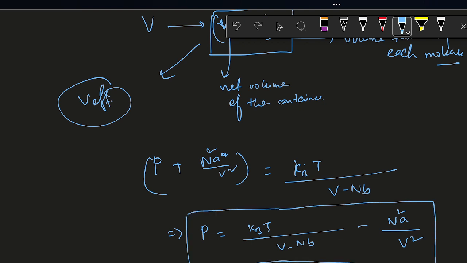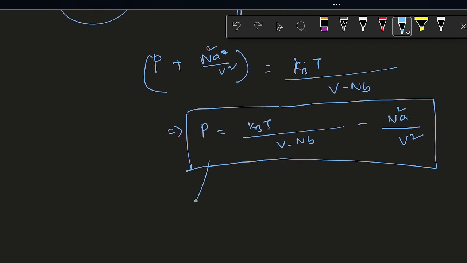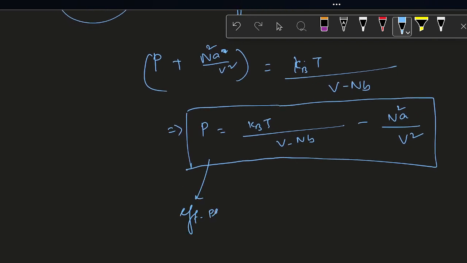So you can say that this is your effective pressure now of the gas molecules, and you can see that the effective pressure is decreased from KT by V minus NB, by n square A by V square. So this term is actually as if reducing the effective pressure of the gas molecules, and I'll tell you why it is reducing that.